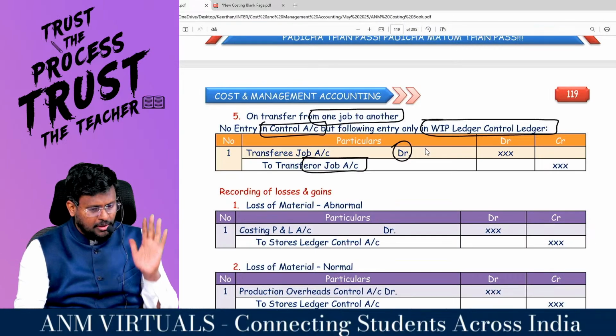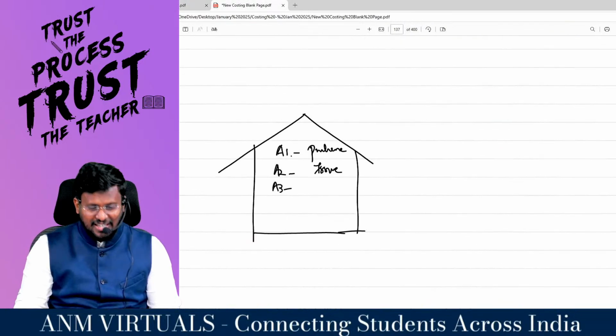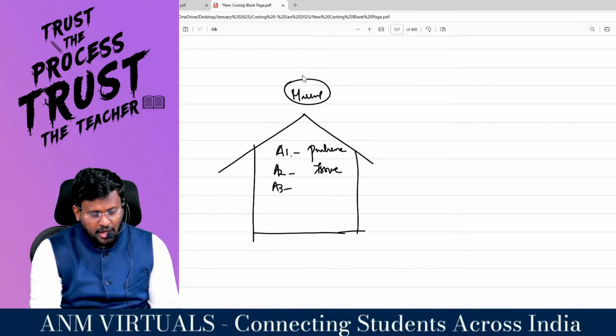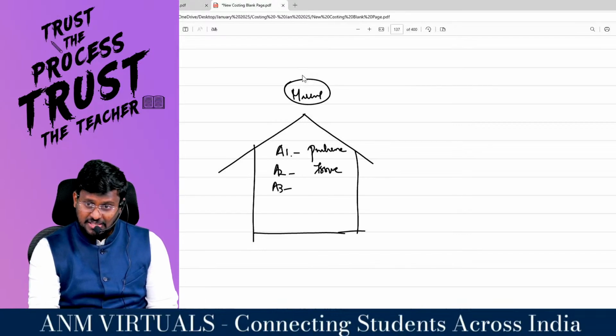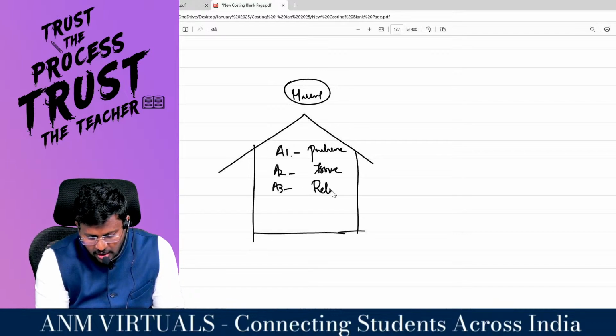Very comfortable. We are talking about the first ledger, that is regarding the material. In that, action number 1, purchases. Action number 2, issues. Action number 3, return.